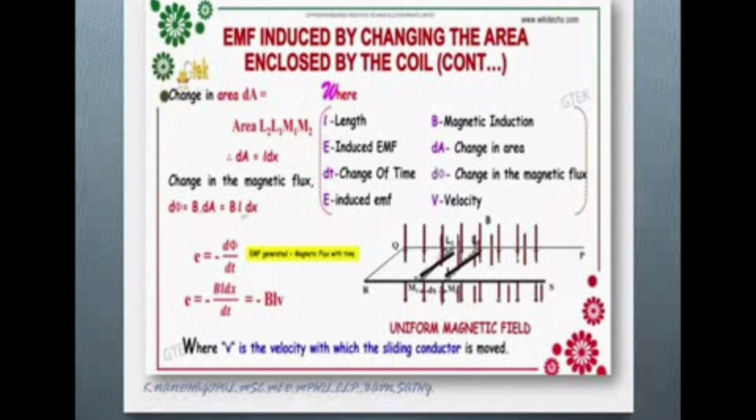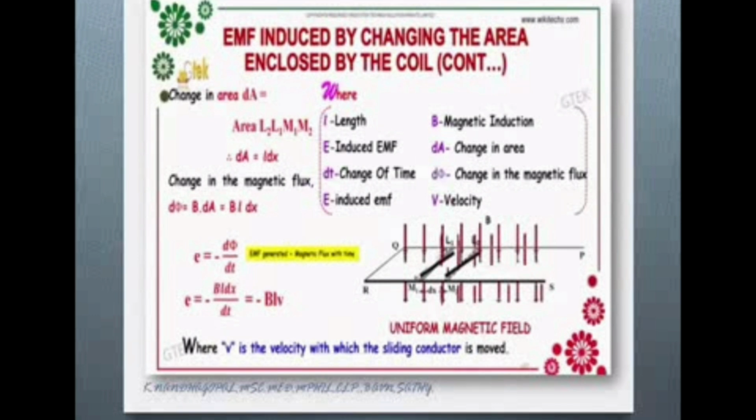B remains the same, and in place of dA we write L into dx. According to Faraday's second law, E is equal to minus d phi by dt. So we substitute that value in this equation. BL is a constant. dx by dt is the rate of change of displacement, that is the velocity. So instead of dx by dt, we can write the velocity v. So the induced EMF E is equal to minus BLv, where v is the velocity with which the sliding conductor is moved.